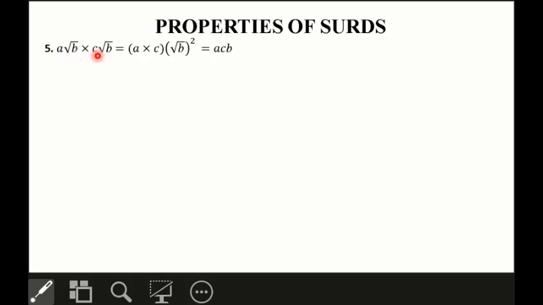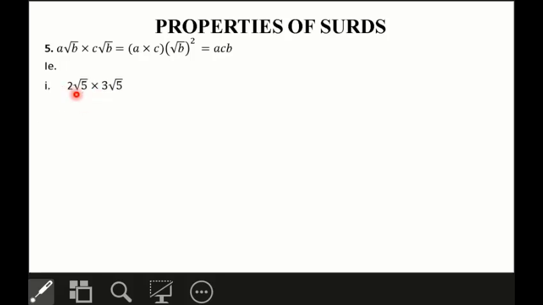a times c will multiply to give us ac, and this is root of b, and this is root of b. So root of b times root of b will give us the root of b all squared. So a times c will give us ac, and root of b all squared will give us b. So we have acb. Let's look at an example.